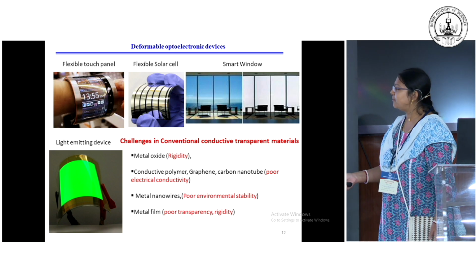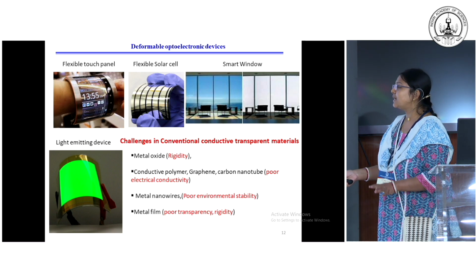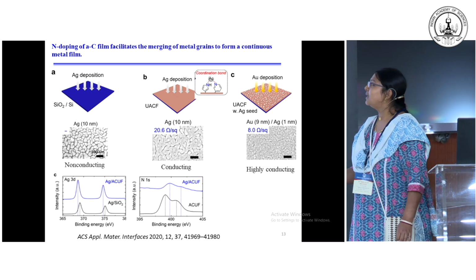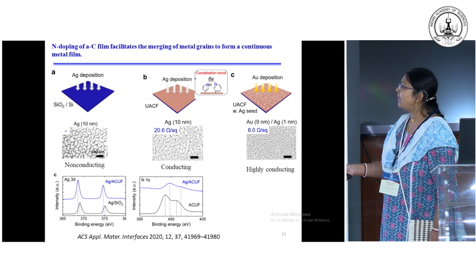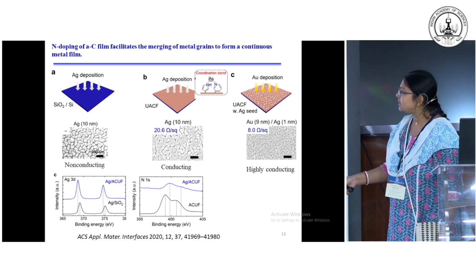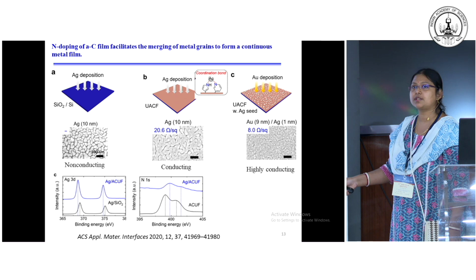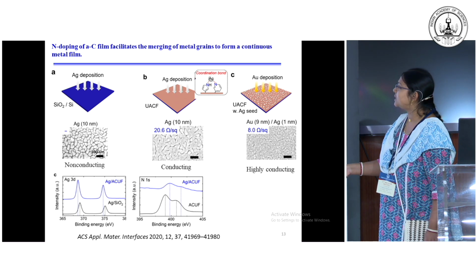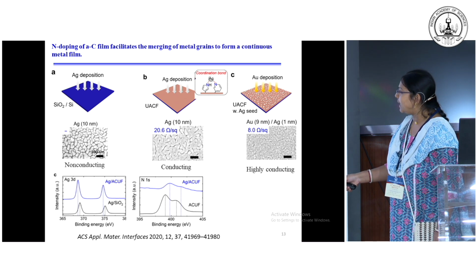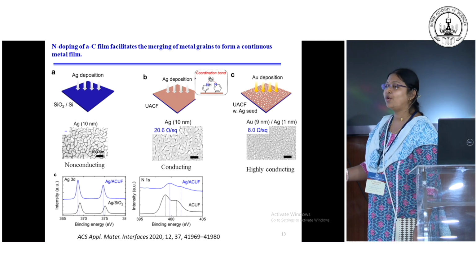So we have developed an ultra thin metal film which is highly conducting as well as very much transparent. We found one interesting phenomenon, that when we deposited 10 nanometer of silver over bare SiO2 Si wafer, then we found that silver islands were formed which were disconnected from each other. So the surface was overall non-conducting. But when we deposited the same 10 nanometer of silver over amorphous carbon, then the islands get connected and it becomes conducting. The sheet resistance became 20 ohm per square.